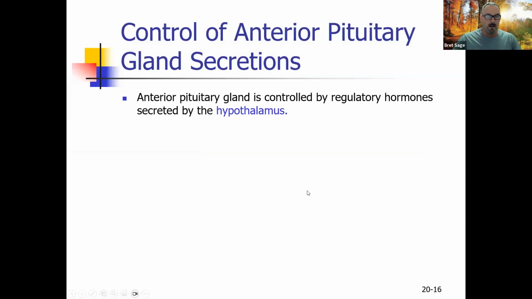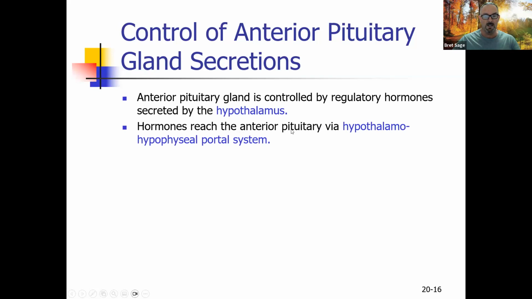Okay, the anterior pituitary is controlled by regulatory hormones secreted by the hypothalamus, as I mentioned. Hormones reach the anterior pituitary via the hypophyseal portal system. That's a big word. How do you pronounce something like that? Remember, take it in chunks. Hypophyseal portal system. So it's a hypophyseal portal system. What is a portal system?